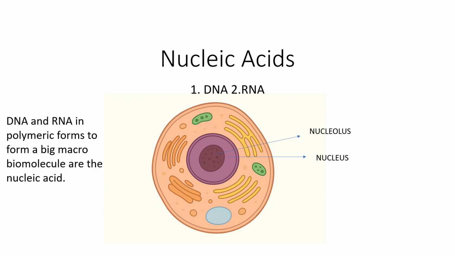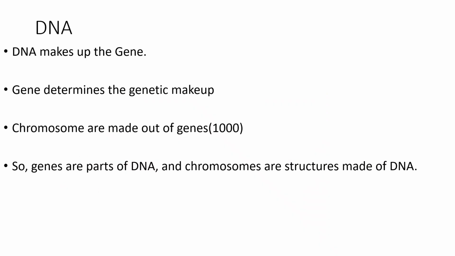So this is about the DNA. This video is only about the DNA in these nucleic acids. It does not constitute RNA's portion. The first is about the DNA's relationship with the gene, and the other is chromosomes. DNA makes up the gene, whereas the gene determines the genetic makeup. The way certain people look a certain way, with traits resembling their parents, is because of the gene.